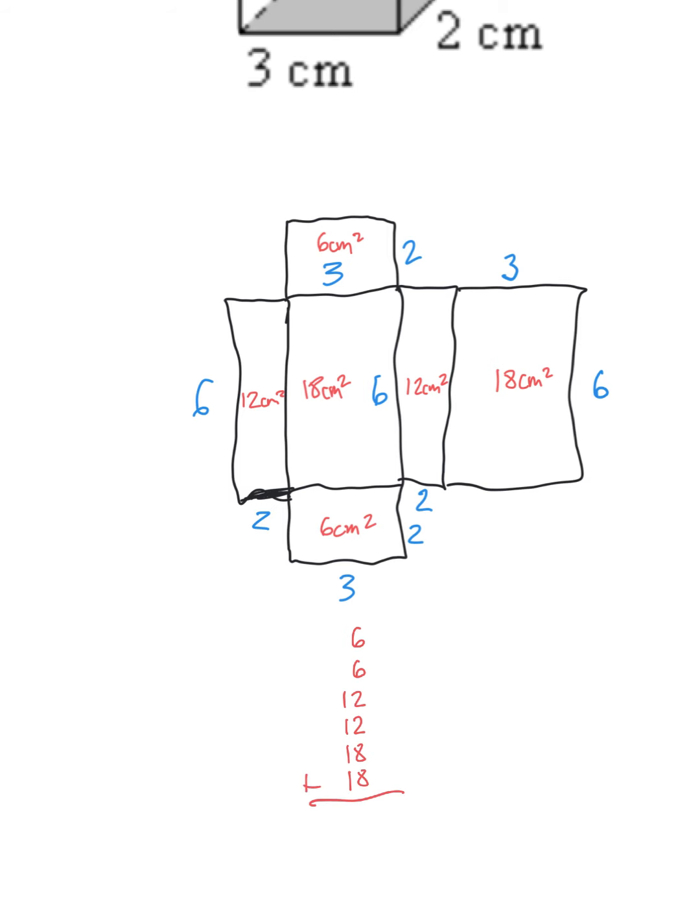Add these together: 12 plus 12 is 24... 6 plus 12 is 18, 18 plus 18 is 36... so I've got 72 total. So this would be 72 centimeters squared. And just don't forget that surface area is a 2-dimensional measure, so it should be in square units. You don't want to be the person that puts cubic units.